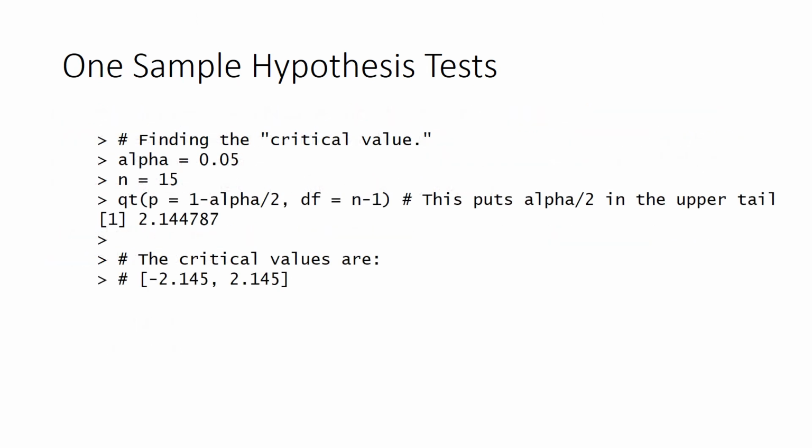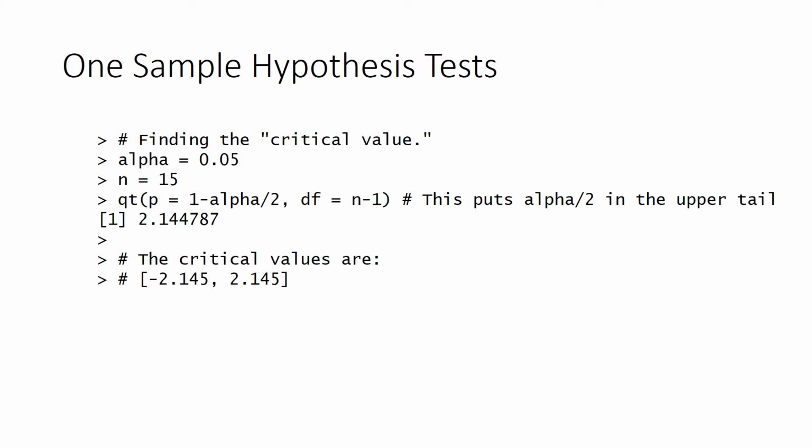In hypothesis testing, the critical value or values are the values of the test statistic that lead us to reject the null hypothesis. Alpha is the level of significance, and we put half of alpha in each tail with the two-tailed test. In this problem, alpha equals 0.05 and the sample size equals 15. The line of code that reads qt(p = 1 - alpha/2, df = n - 1) puts alpha over 2, or 0.025, in the upper tail.